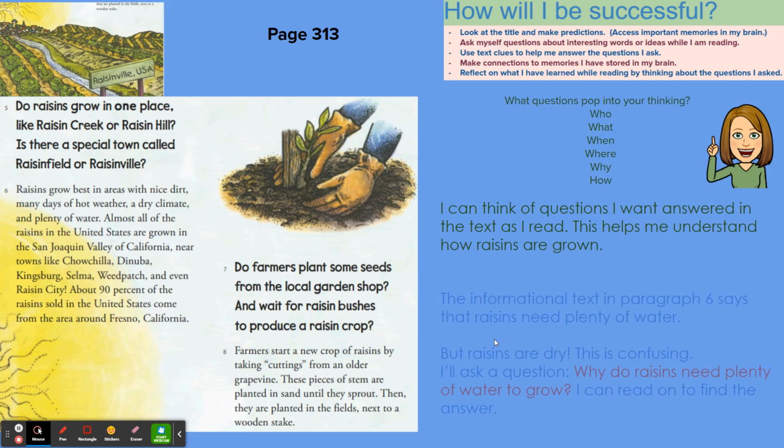So as I was reading, the information in paragraph 6 says that raisins need plenty of water. So I'll ask a question: why do raisins need plenty of water to grow? As I read, I need to think about that answer and see if I can find it. I know it says they need a dry climate, but plenty of water. So maybe I can find that answer as I read on.